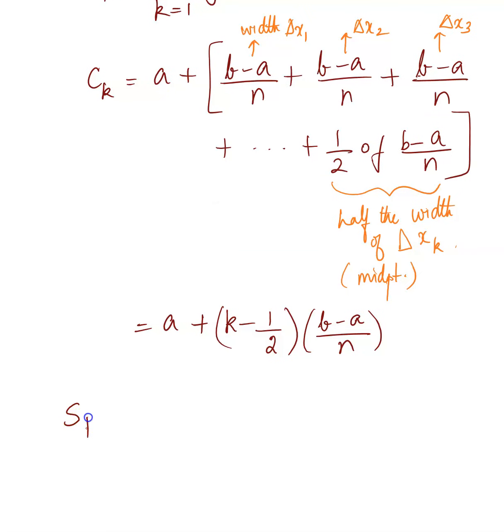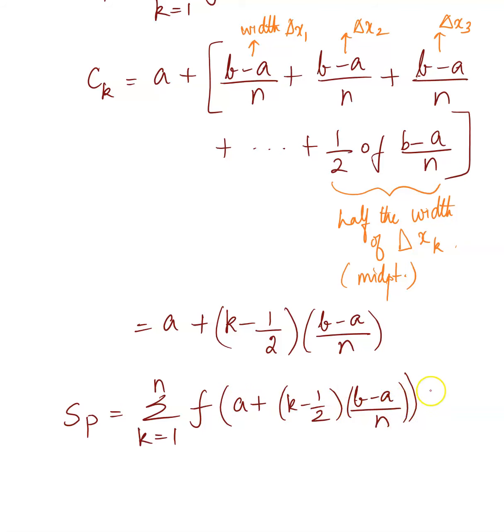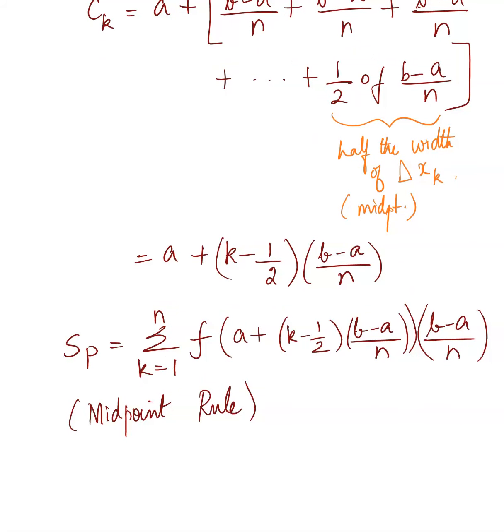So then this Sp will be summation k, Sp is the sum of the partition, right? k equals 1 to n, f of ck, and in the place of ck I now have a plus k minus half, times b minus a over n, times b minus a over n. Okay, looks lengthy. This is for midpoint rule. Let me also box this.